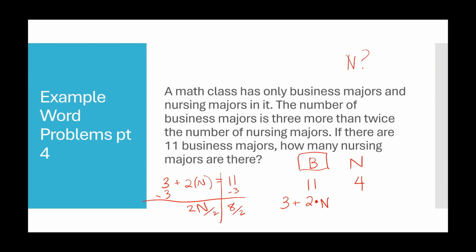Double checking. Is it true that 3 more than twice 4 would make 11? Twice 4 is 8, plus 3 is 11. Yes. Phew.